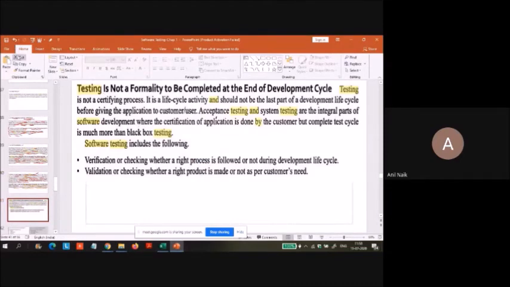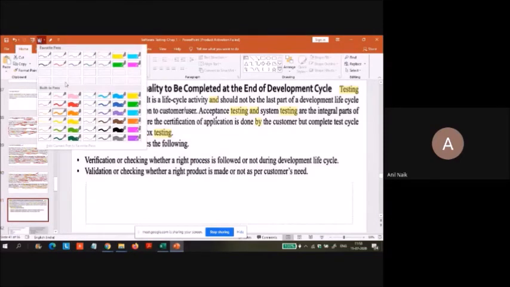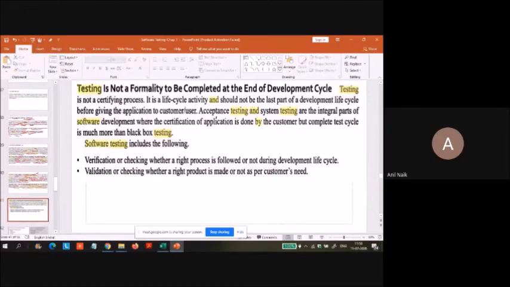So one more point is that testing is not a formality to be completed at the end of the development cycle. Testing means it should not be that your higher authority says you do the testing, and you do it somehow. You should not consider it as a formality to be completed at the end of the development life cycle.